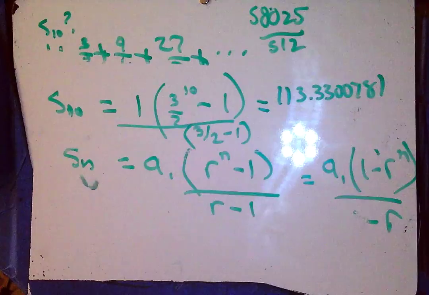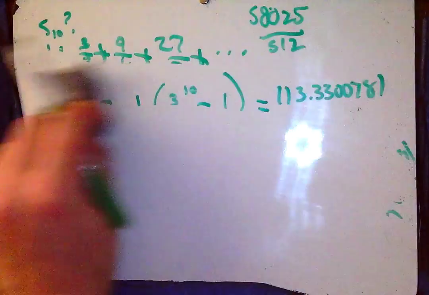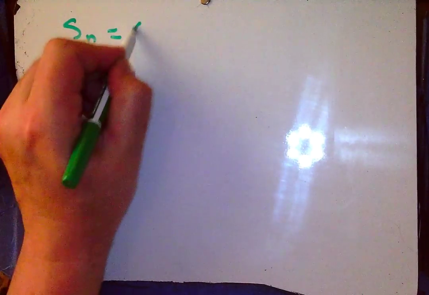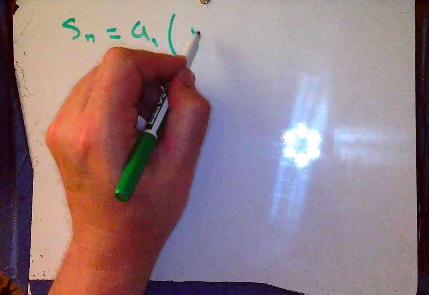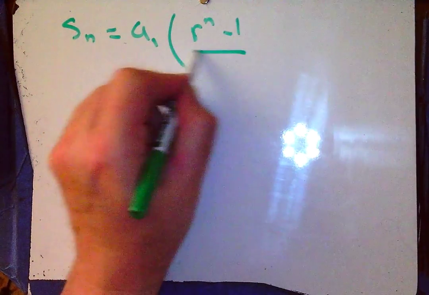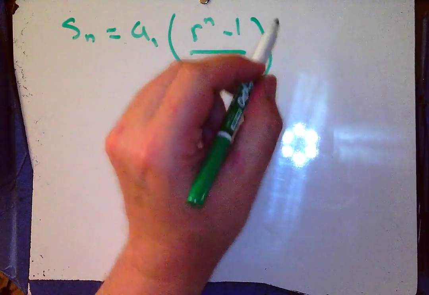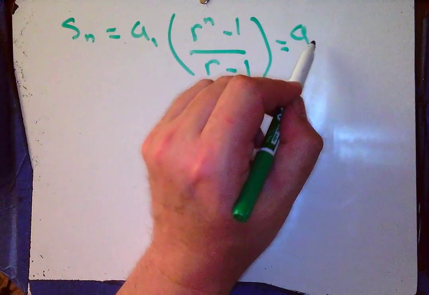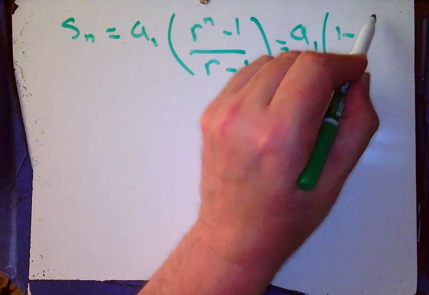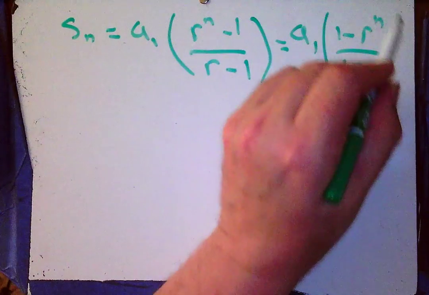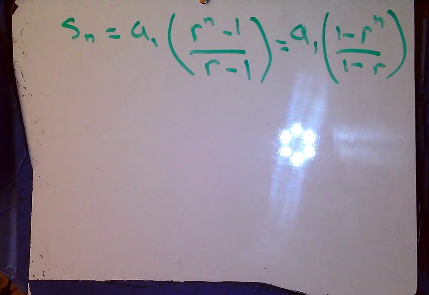Okay, so that's how we use our sum formula. That's what our sum formula is and how we use it. So again, that sum formula is a sub 1 r to the n minus 1 over r minus 1. Of course, we'll also see it as a sub 1, 1 minus r to the n over 1 minus r. Either one works fine, I believe.